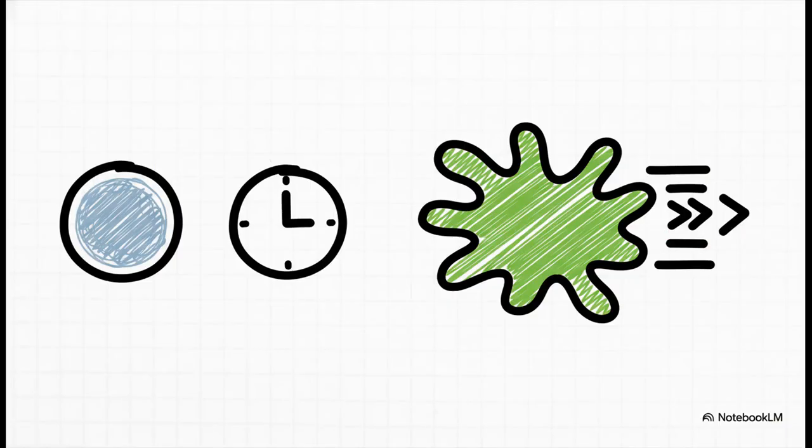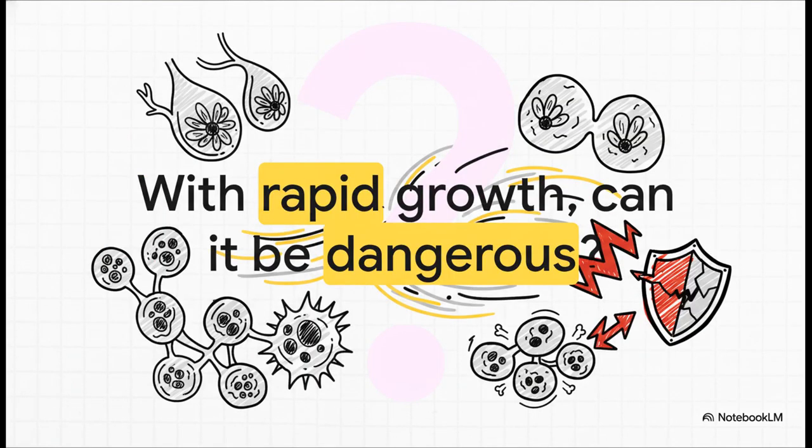And this more aggressive growth means it shows up differently in the clinic, too. A fibroadenoma might grow slowly for years. A phyllodes tumor, on the other hand, often gets noticed because it's a large mass that's growing, and growing fast. Of course, anytime you hear the words rapidly growing, your brain kind of goes, uh-oh. So does this more aggressive growth mean it's dangerous?